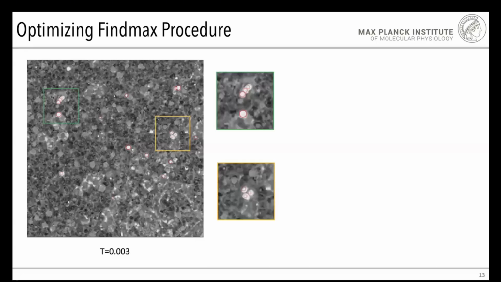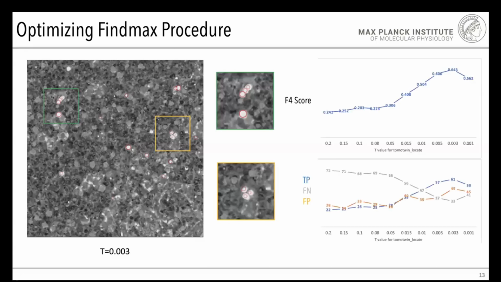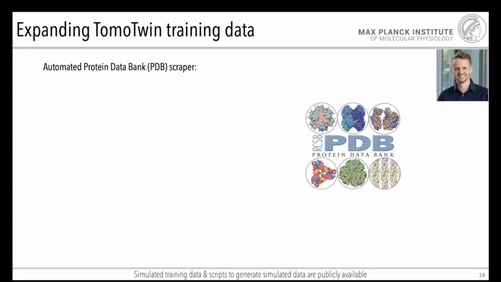So by simply adjusting the threshold in our find max procedure, I was able to sort this out and just do a quick analysis and say that yes, okay, when we tune this, we're able to pick more densely packed particles. This might be useful for anyone that's trying to pick very densely packed particles, something you might have to play with. This is in the locate function.